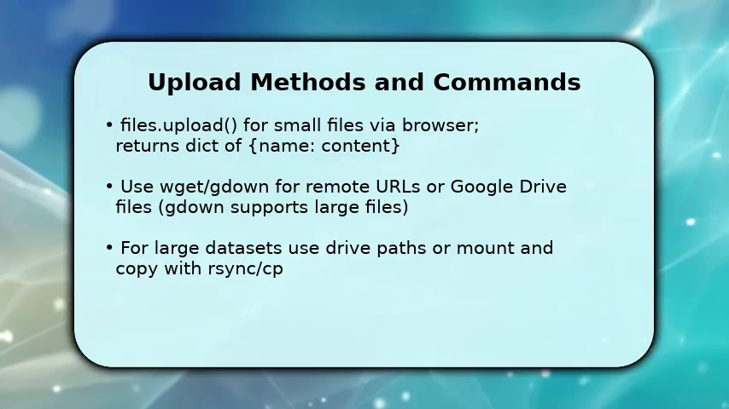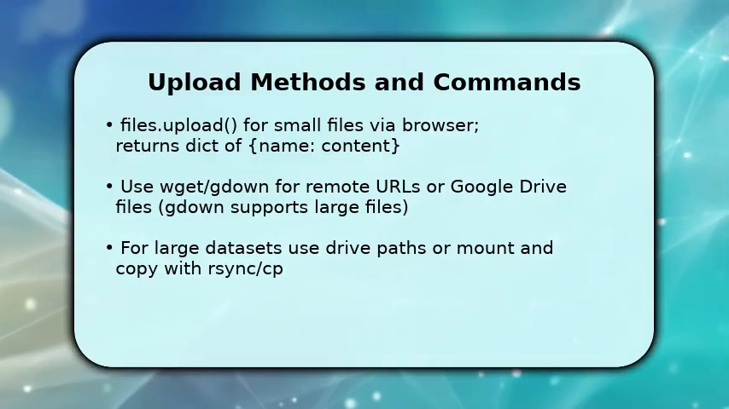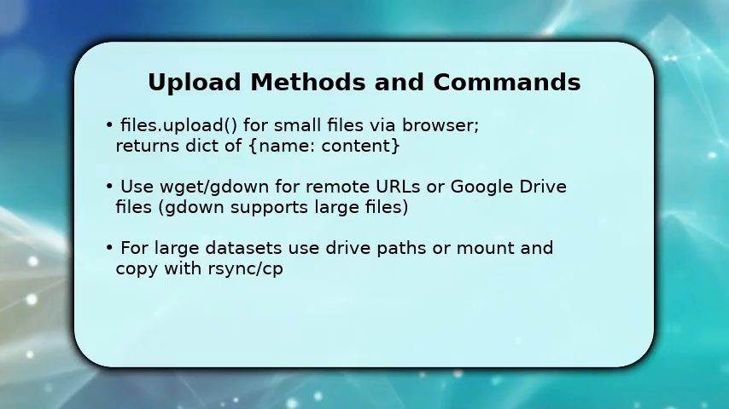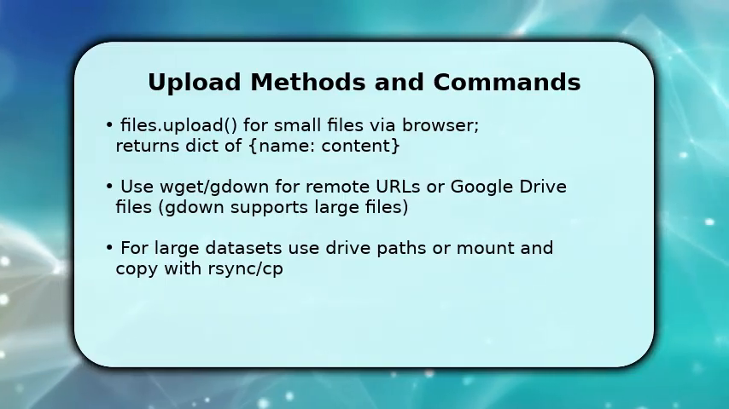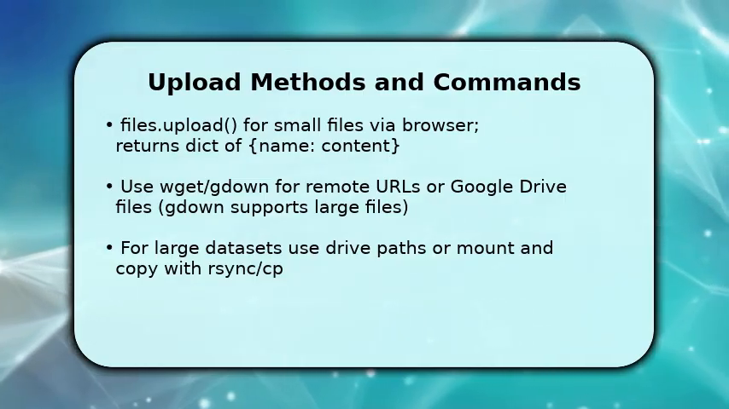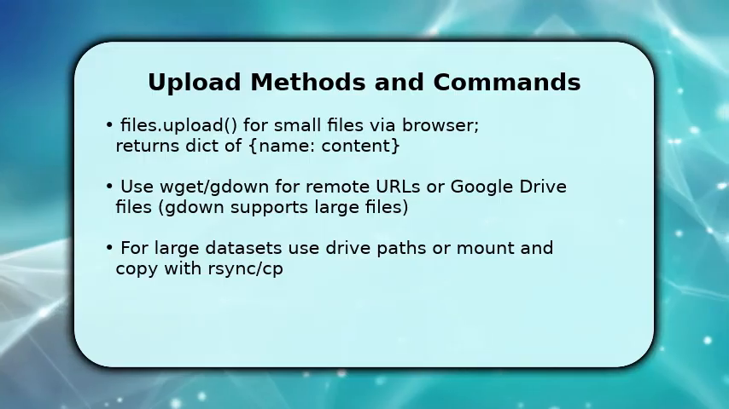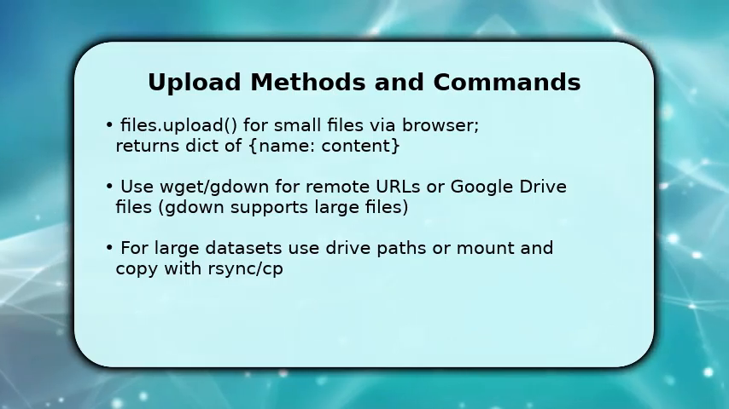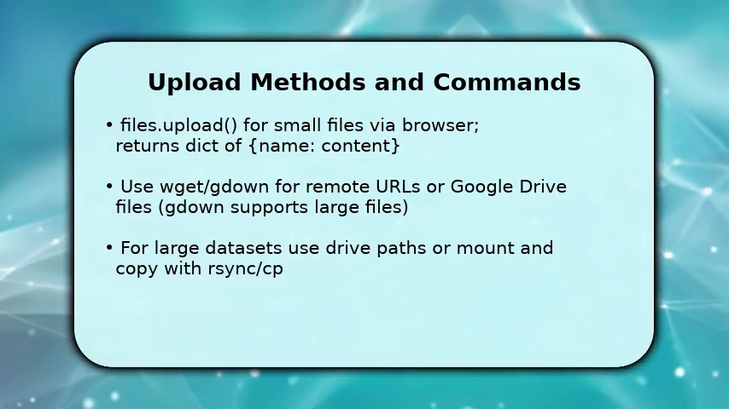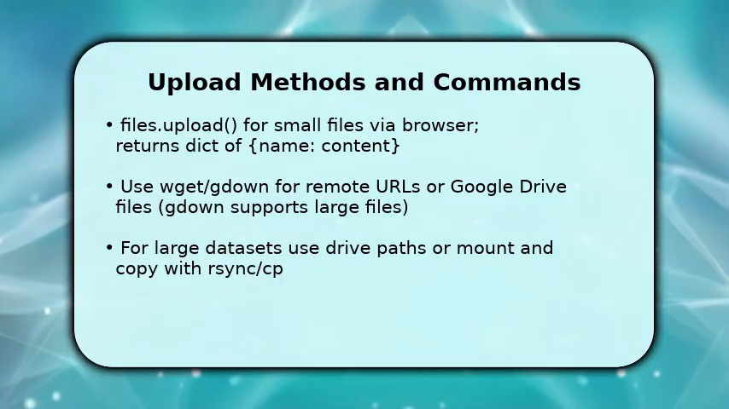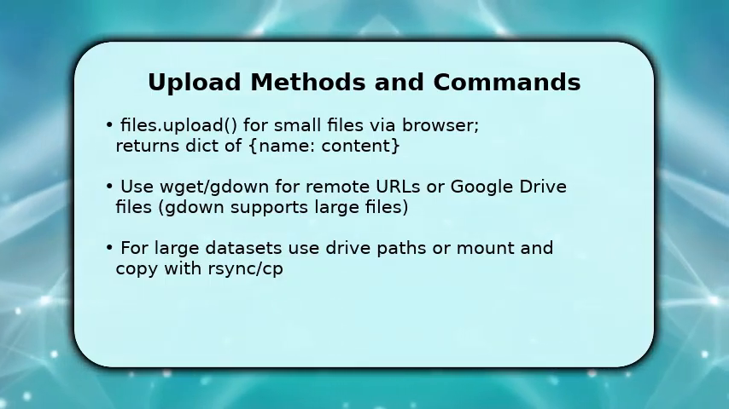For quick local uploads, run from google.colab import files, then files.upload(). You'll get a dict with file names and content. For web-hosted files use wget URL, or pip install gdown, then gdown with the Drive file ID to pull large Drive-hosted files. Once files are in Drive, copy them into /content with cp or use rsync for incremental transfers. These methods avoid browser timeouts and keep your notebook reproducible.